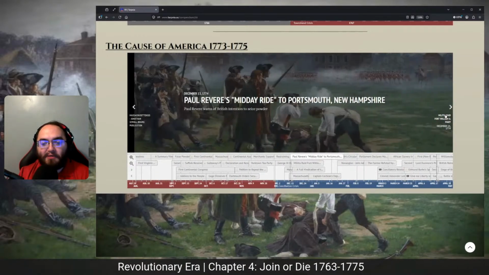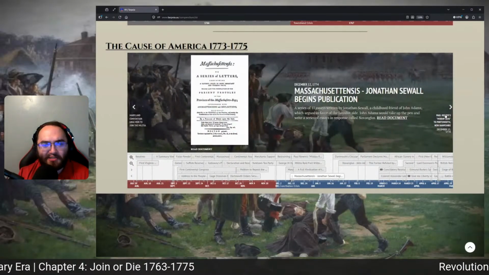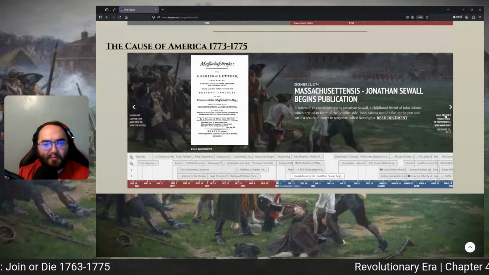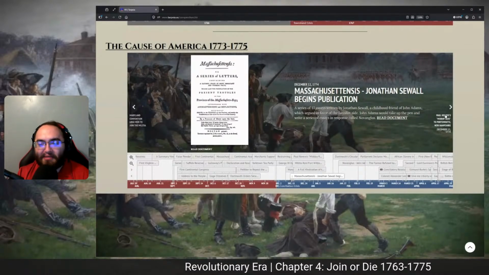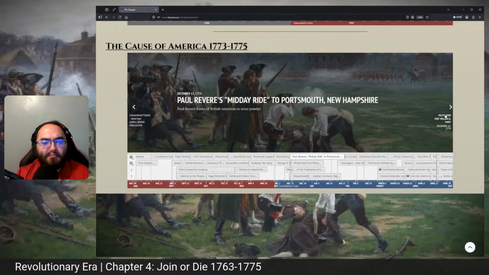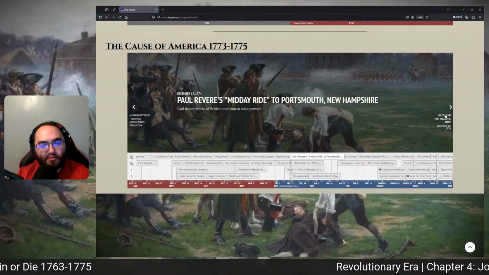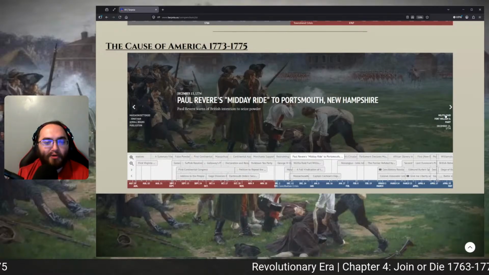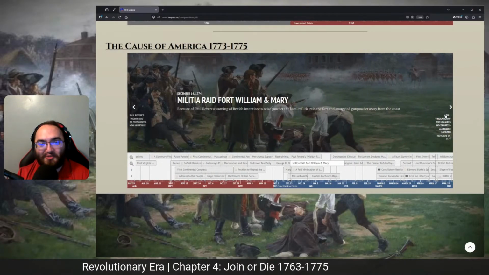And so this interesting debate between these two friends, one a Loyalist, one a Patriot, about the issues going on in the American colonies. And you have Paul Revere, his midday ride, as opposed to the midnight ride, to Portsmouth, New Hampshire. Paul Revere warns of British intention to seize powder. I wonder if that sounds familiar.